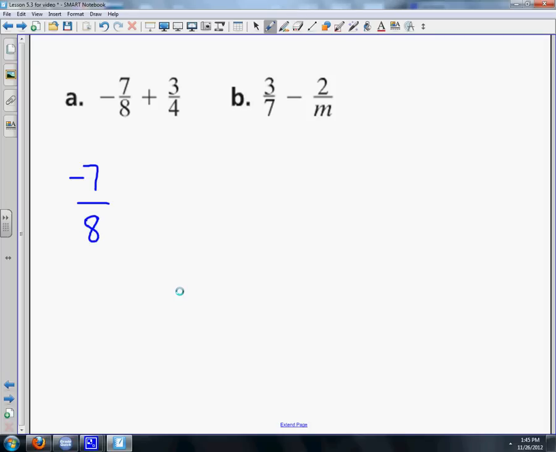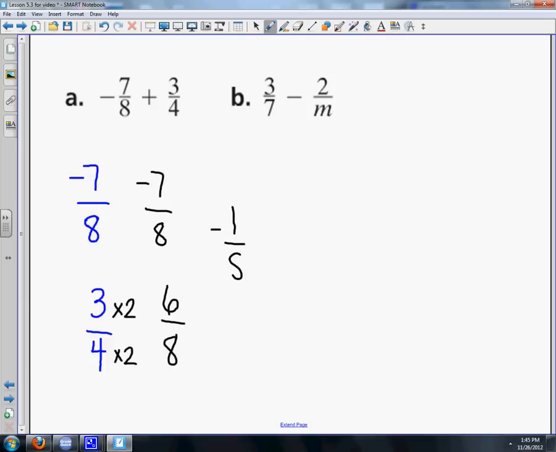So I have negative 7/8 plus 3/4. So I'm going to have a common denominator. This one's kind of easy because I know right off the top of my head that this is 6/8 and this is negative 7/8. So negative 7 plus 6 is negative 1/8.